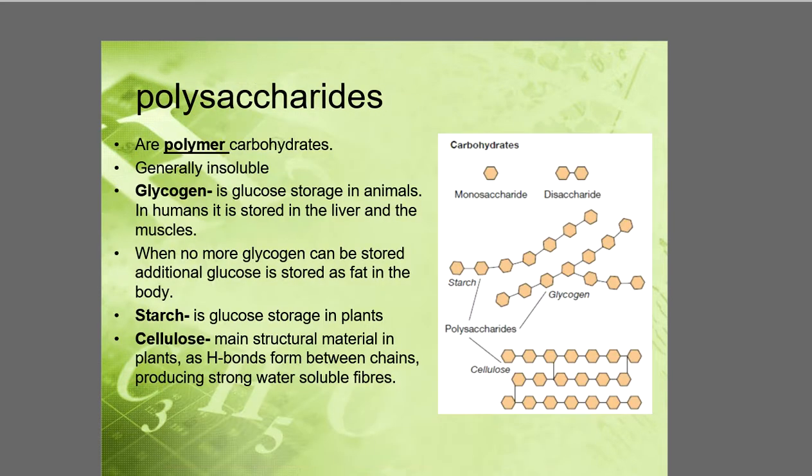All right, so your disaccharides can form even longer chains, and the longer chain carbohydrates are called polysaccharides. So effectively, they're referred to as polymer carbohydrates. They can be very long chains of lots and lots of disaccharides effectively bonded together. There are three major types of polysaccharides: glycogen, starch, and cellulose.